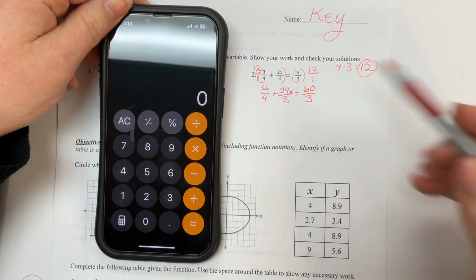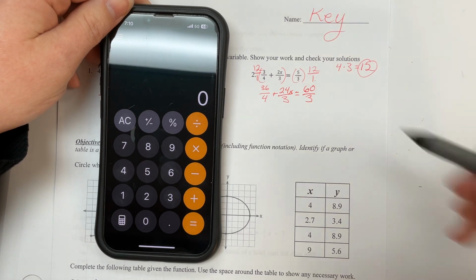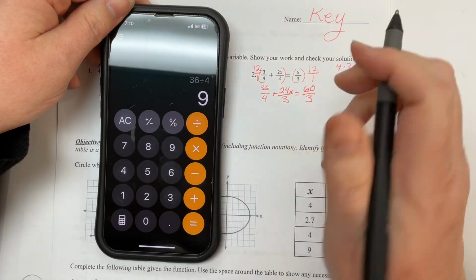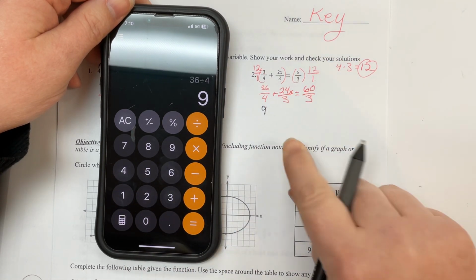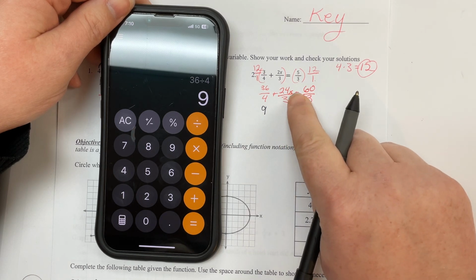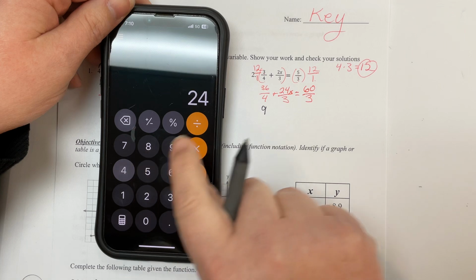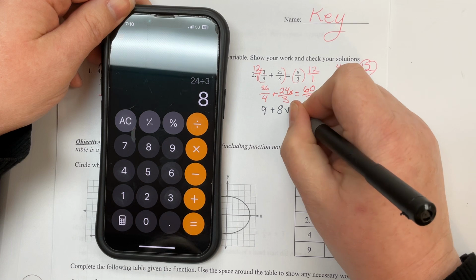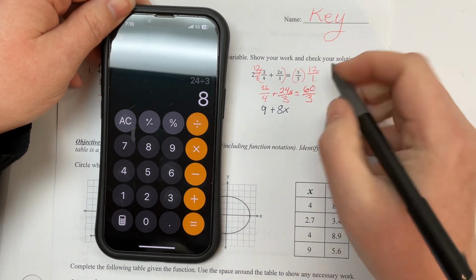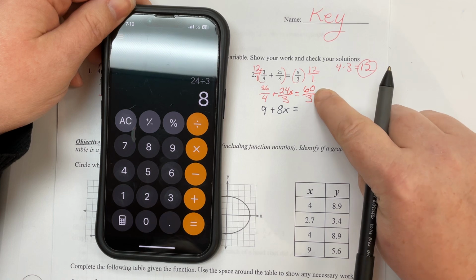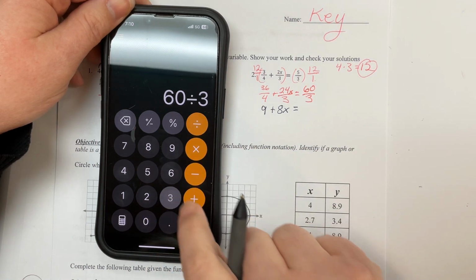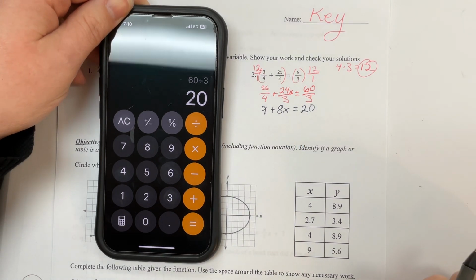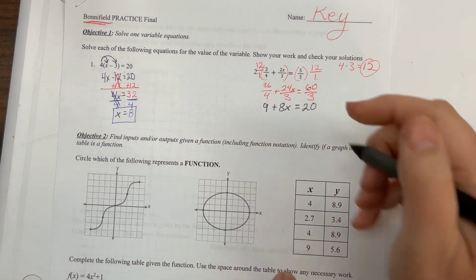Okay, here we go. Now we're going to take all of these numbers and divide them. 36 divided by 4 makes 9. Nice, easy number. 24x divided by 3 makes 8x. Don't forget the x. I keep forgetting it. That equals 60 divided by 3, which is 20. There we go. See? No more fractions. Thank goodness.